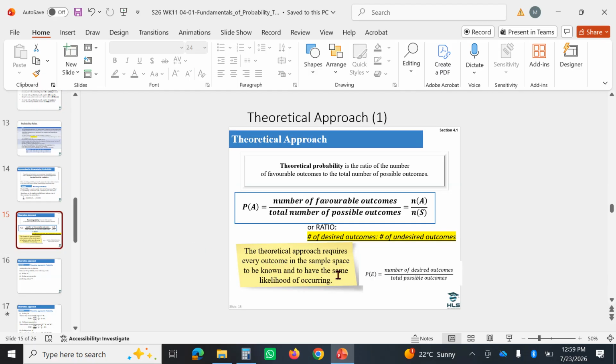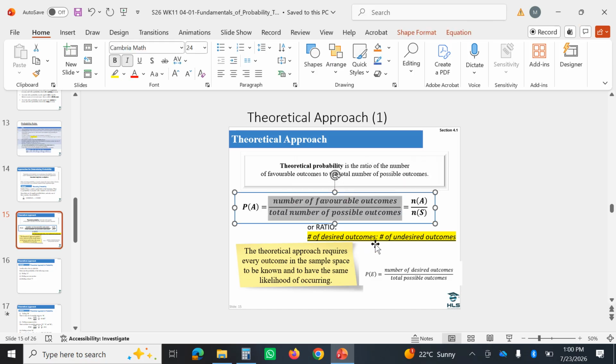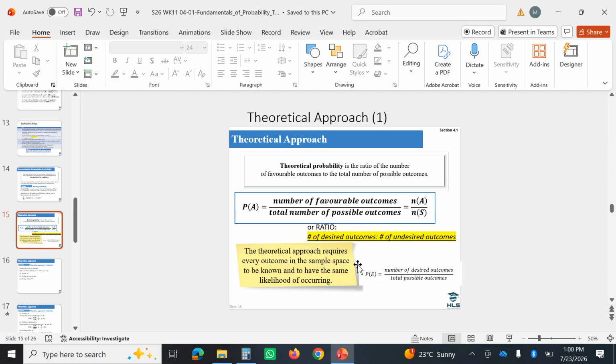So as well, you could even have a ratio: the number of desired outcomes, that's the top, colon, the number of undesired outcomes. That would be what we call the odds. We'll get into these later. So I'm just showing you their ratios.